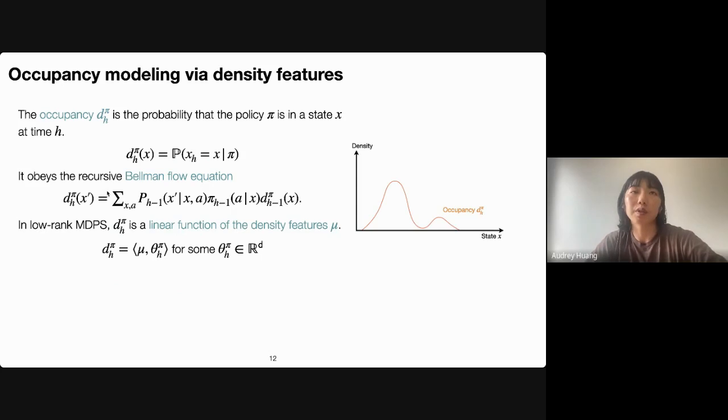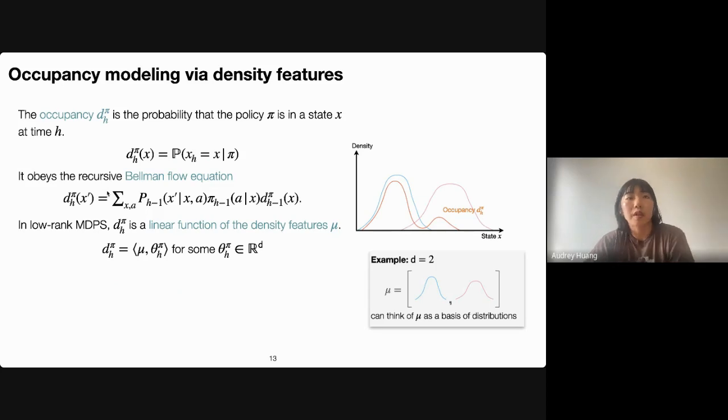And in low-rank MDPs, you can show that d_h^pi is a linear function of the density features mu, meaning that it can be expressed as the inner product between mu and some d-dimensional parameter theta. To illustrate that in this example, we have d equals 2, and mu consists of these two simplex features in blue and pink, meaning that it's just a basis of two representative distributions. And any other occupancy will be a convex combination of these two basis distributions as expressed by theta, and this theta for d_h^pi is shown here.